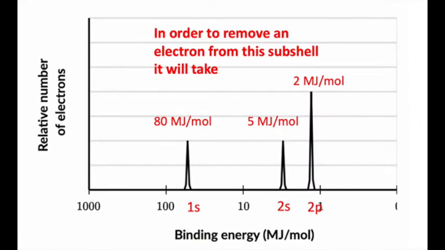In this example, you can see that the 1s electrons have a binding energy of 80 megajoules per mole. This is how much energy you need to put in to remove a 1s electron. But if we look towards the right, we can see that the 2s and the 2p electrons have much lower binding energies. You only have to put in 2 megajoules per mole to remove a 2p electron. And this makes sense when you consider the fact that 2p electrons are farther from the nucleus than 1s electrons are.